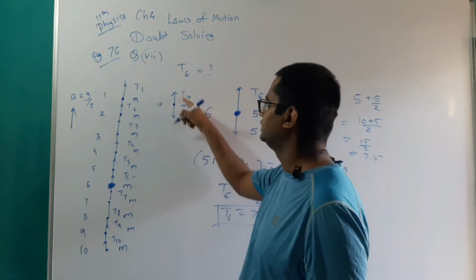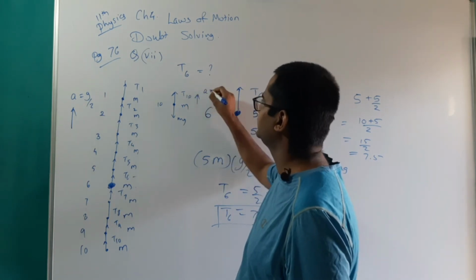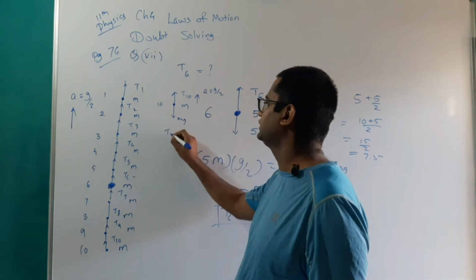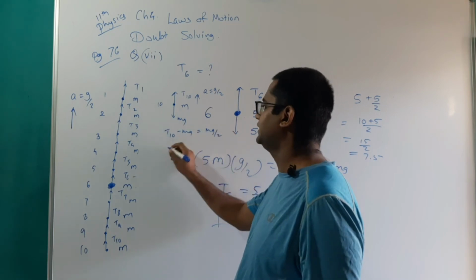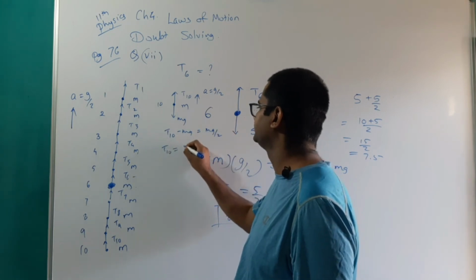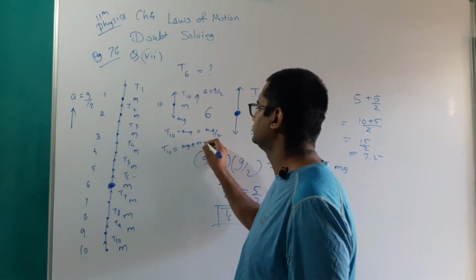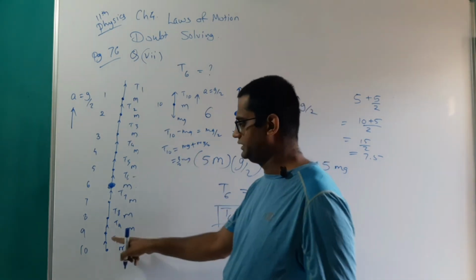So T10 will be equal to, now how to find that T10? Again the system is accelerated by g by 2. So to find T10, what we have to do? T10 minus mg equals mg by 2, and by simplifying this, T10 will be mg plus mg by 2, and this will be 1 plus half is 3 by 2 mg. Now we have found T10.